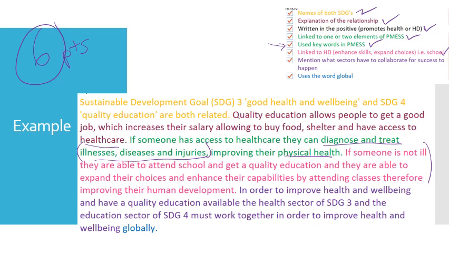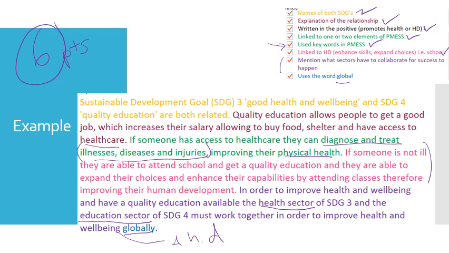Then you're going to mention what sectors need to collaborate in order for this to happen, this improvement to health and well-being and human development. And the sectors are all kind of obvious ones, and you just have to chuck the word global in there too, okay? So in order to improve health and well-being, have a quality education available, the health sector, so that's the one for SDG 3, it's always the same, and the education sector for this one, must work together to improve health and well-being globally. You might even say health and well-being and human development.